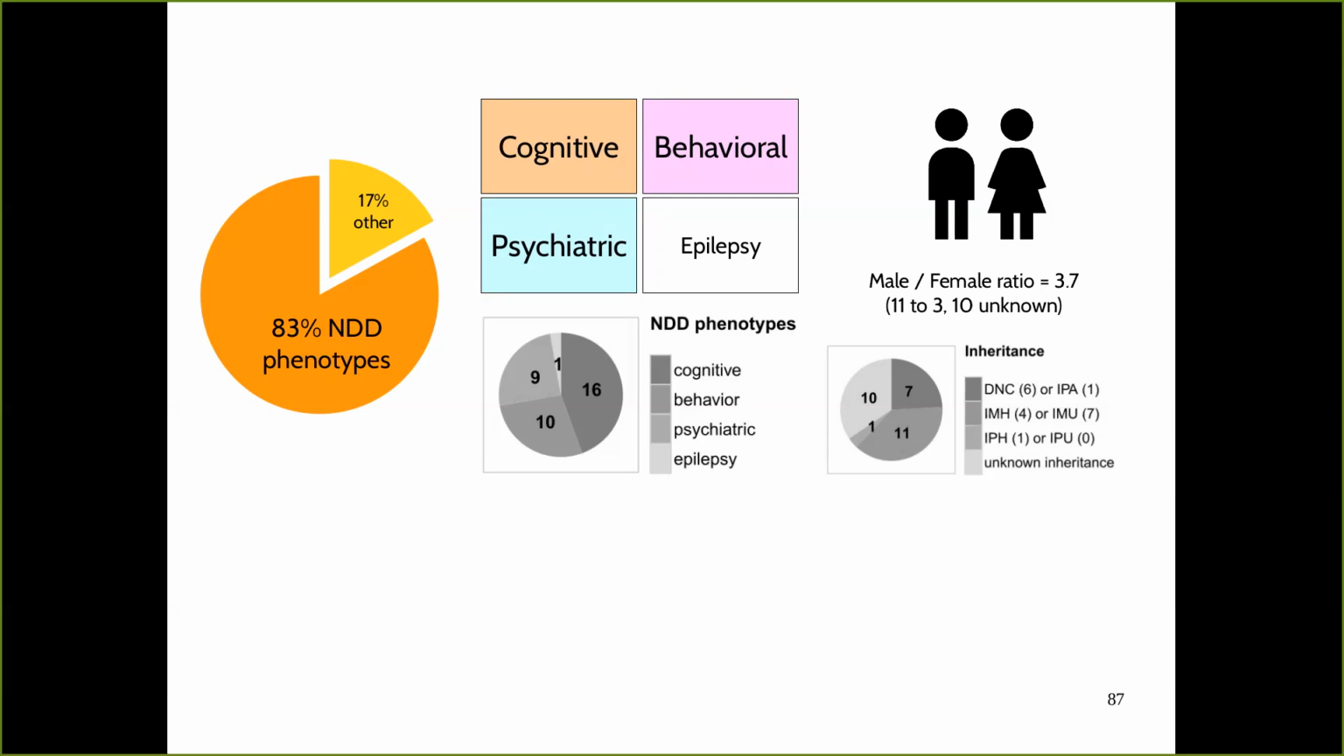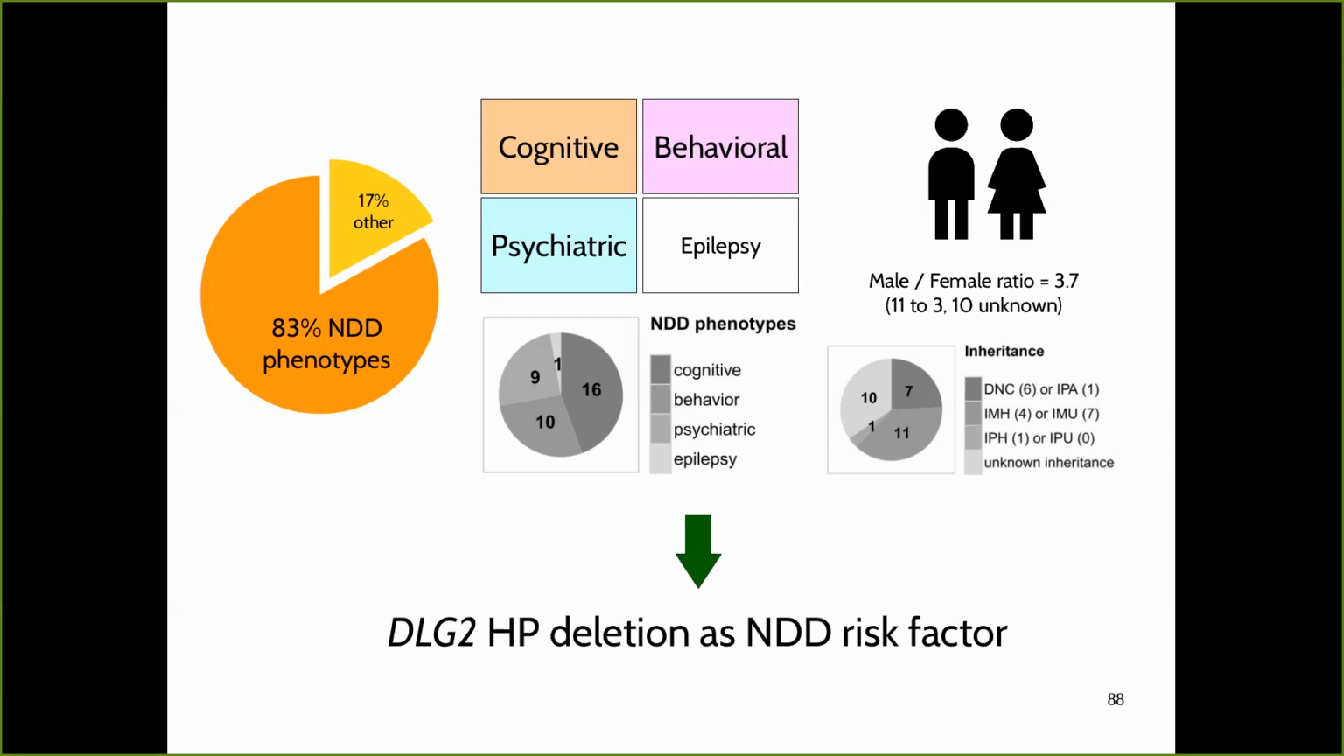And below, we also made a summary about the inheritance type of the copy number deletions. So 7 were de novo, constitutive, or inherited from a parent with the same phenotype. A total of 11 were inherited from a mother with a healthy or unknown phenotype. And finally, one patient had a copy number deletion inherited from a healthy parent, and for 10 copy number deletions we don't have any information. So this clinical consideration lets us conclude that the deletion of these two novel regions, HP in 7 and HP in 8, is considered a risk factor for NDD, for neurodevelopmental disorders.